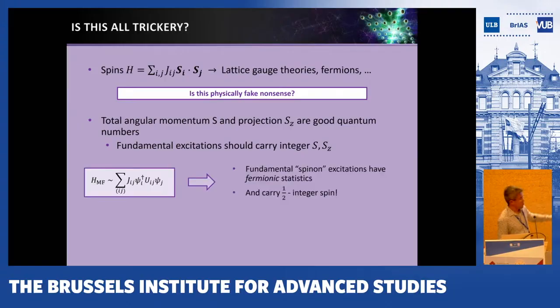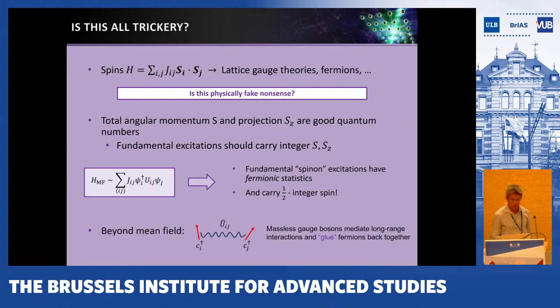But on the other hand, if I literally believe this quadratic fermionic theory, then I should conclude that my fundamental excitations actually carry half integer spin, and moreover, they obey fermionic statistics. So I can have two excitations living in different parts of the medium, and if they exchange, they should pick up a -1. Okay, and those two concepts are not easy to reconcile with one another. So then it turns out that this mean field approximation, when you go to fermions and so on, is just too naive.